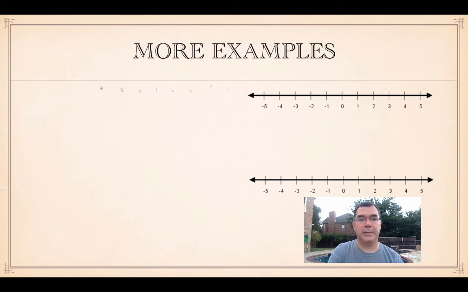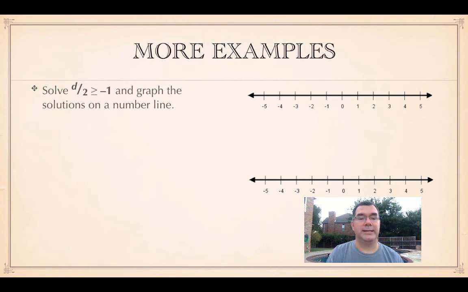Okay, here's some more examples. I'm solving d over 2 is greater than or equal to negative 1. d is being divided by 2, so to undo that I have to multiply both sides by 2. Remember, I'm multiplying by a positive number, so I don't have to do anything to the inequality sign. The d over 2 just becomes d, and the negative 1 becomes negative 2.